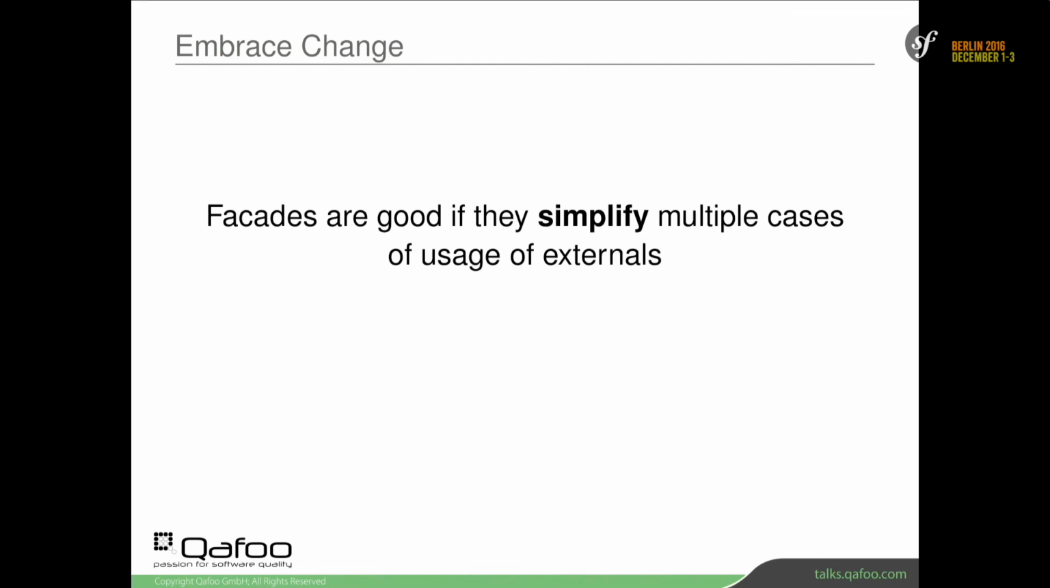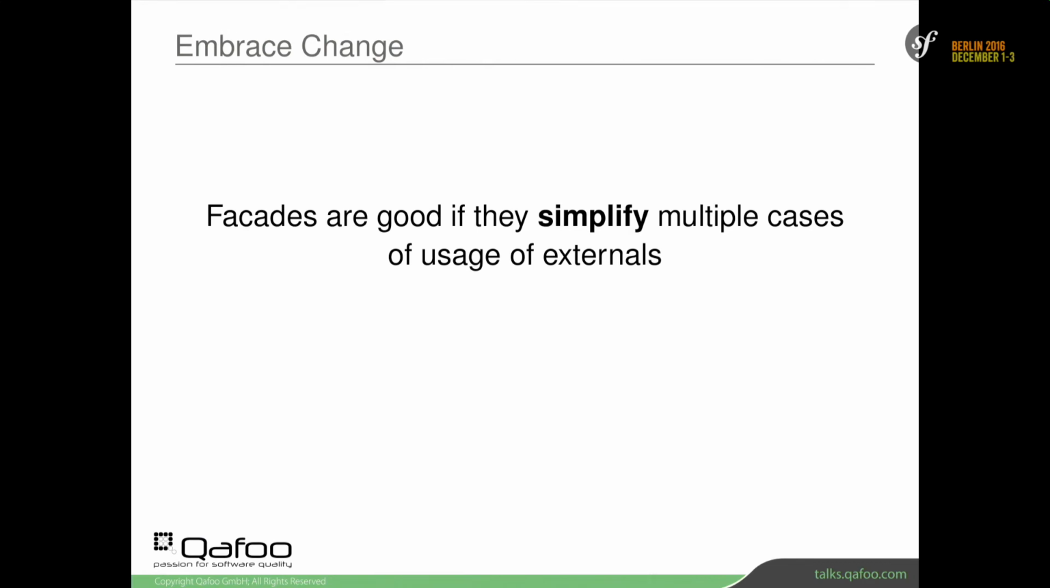I have another point regarding facades or proxies or wrappers around external libraries, services, or stuff like that. From our point of view, they are okay if they simplify multiple use cases in the usage of externals, so external services, libraries, stuff like that. If you only use some external service, like a newsletter registration service or a payment service, in one single place, just keep it in there from our point of view.